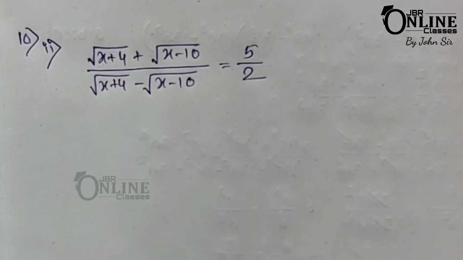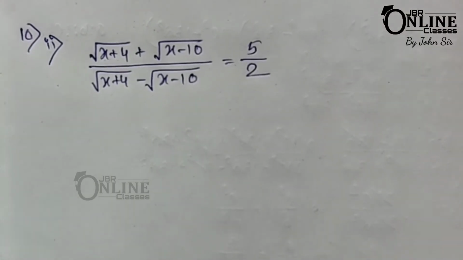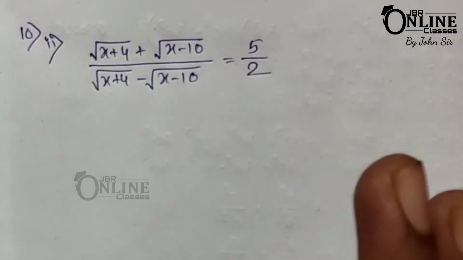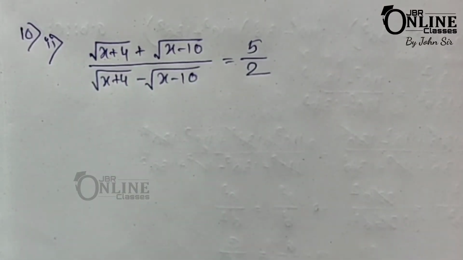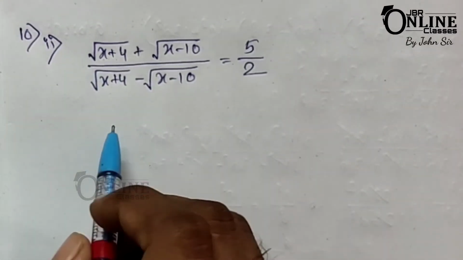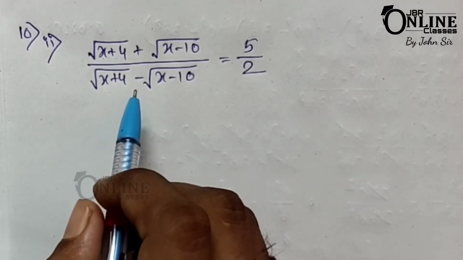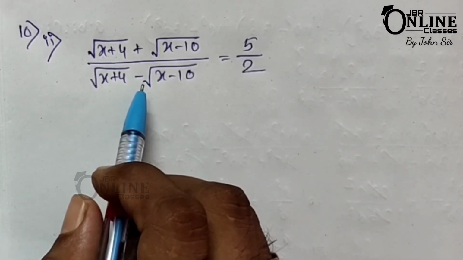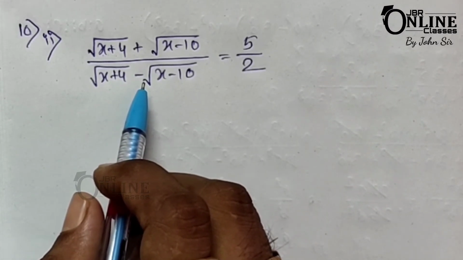Okay, now sum number 8 and sum number 9 are the same as sum number 7. So I hope you can solve this kind of problem. Now next, sum number 10. In sum number 10, using properties of proportion, find x from the following equation.